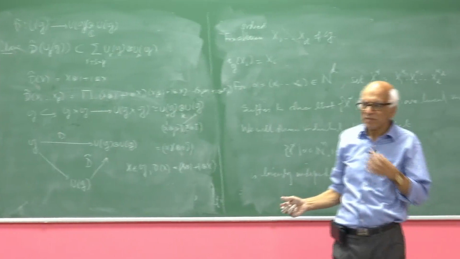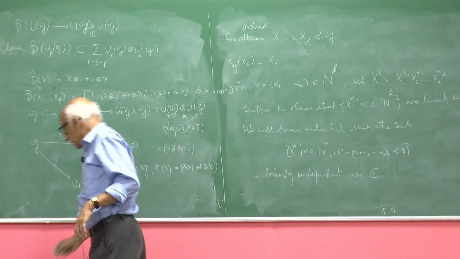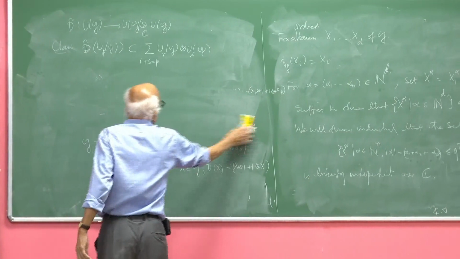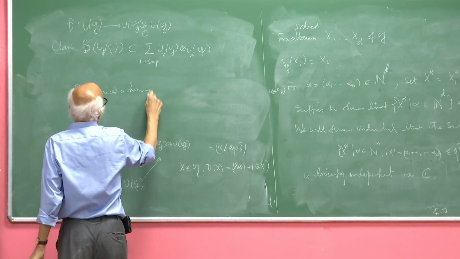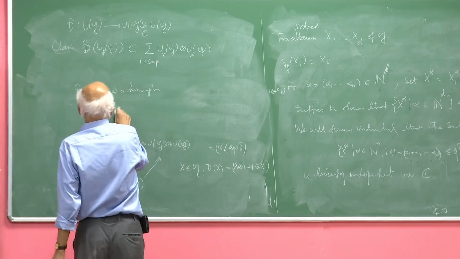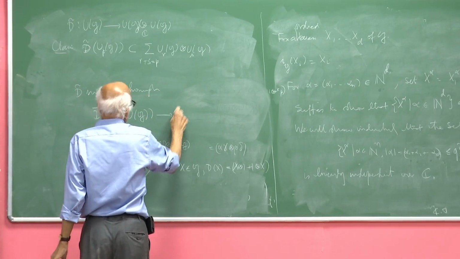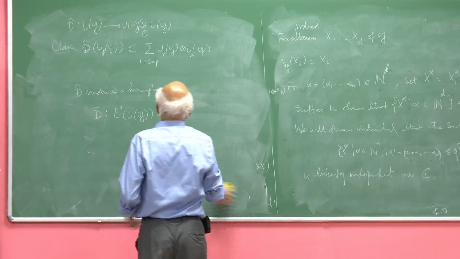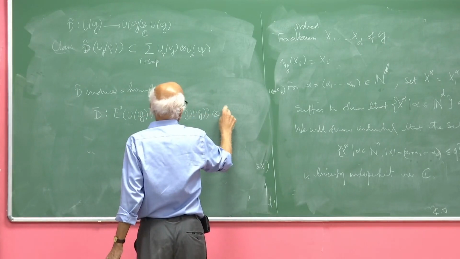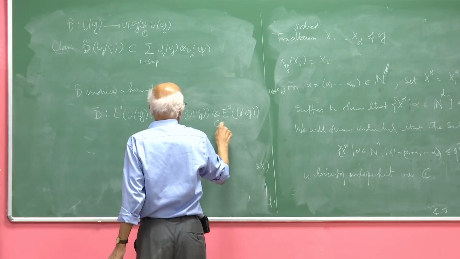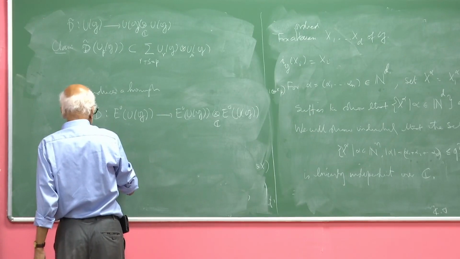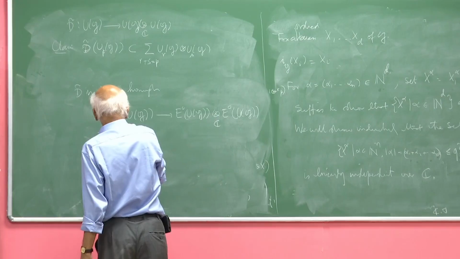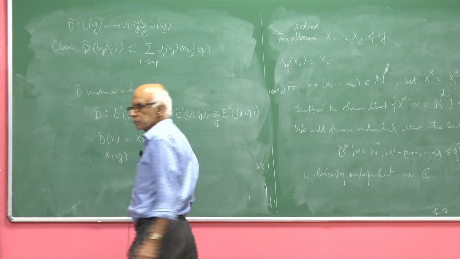D tilde of UG falls into this. Once you do that, this implies D tilde induces an algebra homomorphism D bar from E naught of UG into E naught of UG tensor E naught of UG. You get a homomorphism D bar such that D bar of x for x in g, I have identified already g with a subspace, equals x tensor 1 plus 1 tensor x. You get a mapping D bar like this.